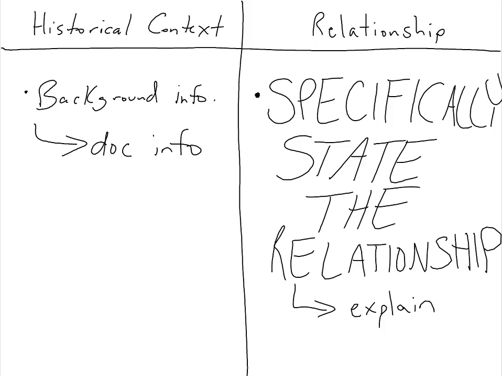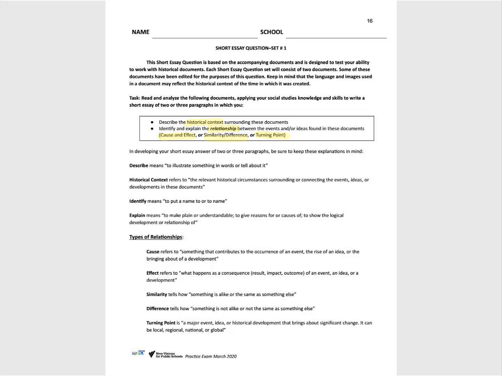You're going to give a historical context, background info with any supplemental information that helps go beyond your background info from the documents. Doesn't matter which one they come from. Then you're going to specifically state the relationship between the documents and explain that. Very simple. So let's use a specific example. Back to our assignment page, we have the need for historical context and a relationship. Your choices: cause and effect, similarity difference, or turning point.